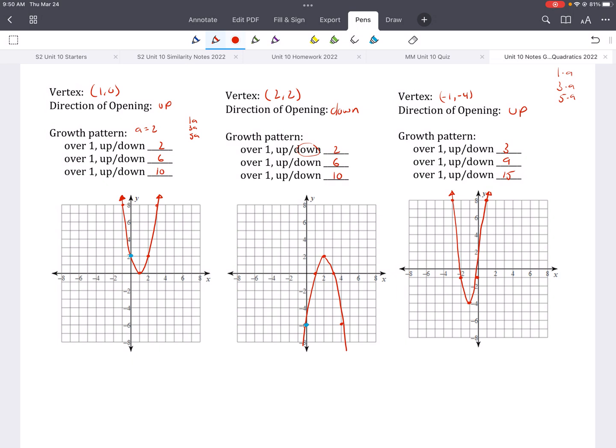I think a couple of them I'm going to ask you to find the key features that we did in 10.1, and then a couple of factoring problems just to keep you reviewed with that so we can use that in the future.